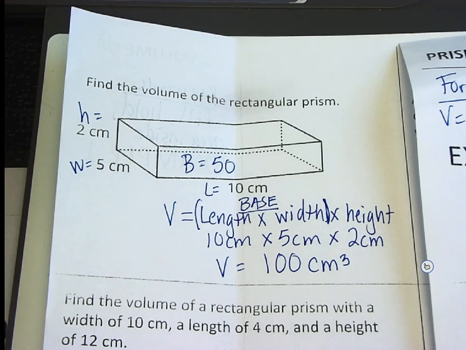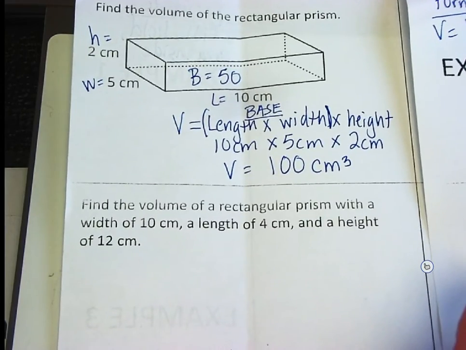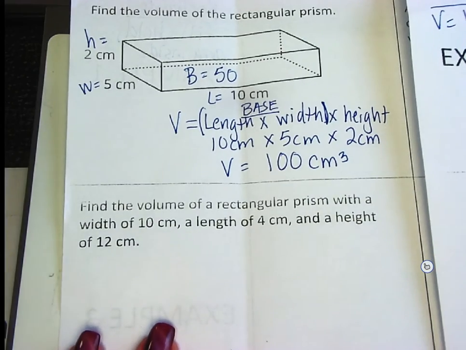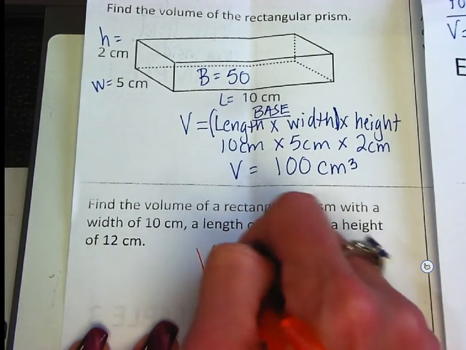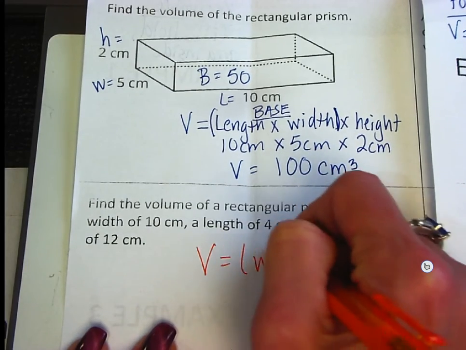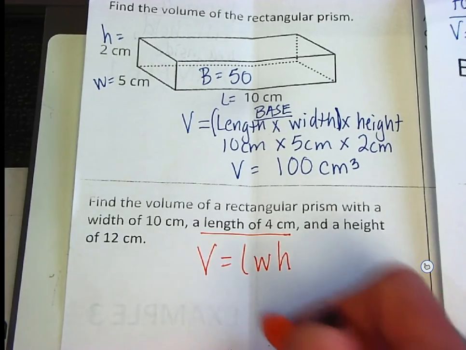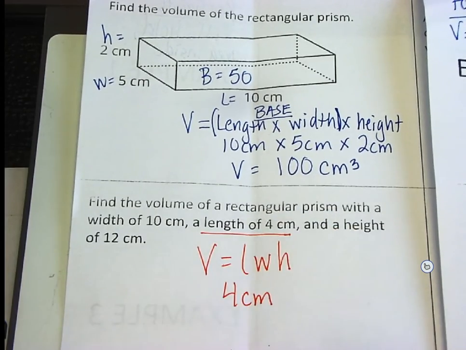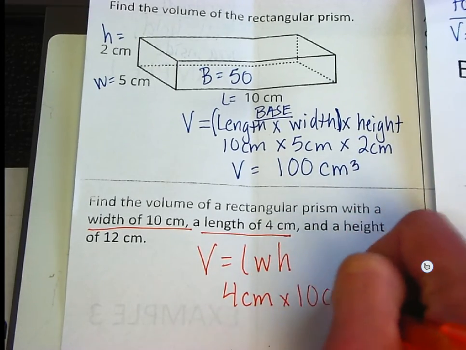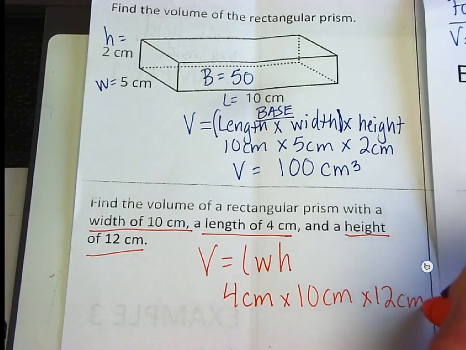The second example below, you guys can notice you have words, not a shape. So we just have to pick out, it tells you the length, the width, and the height. We're going to use the same formula again. V, and this time I'm not going to write out the words. I'm just going to use my formula. Length times width times height. It tells me my length is 4, so I'm going to plug in 4 centimeters for length. My width is 10, so I'm going to multiply that times 10 centimeters. And then my height is 12 centimeters.